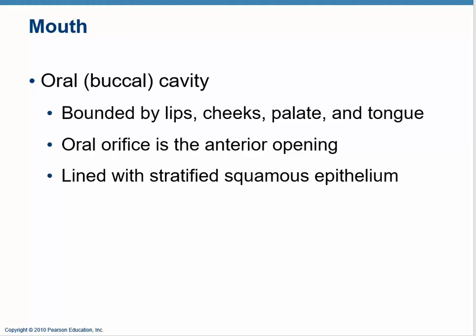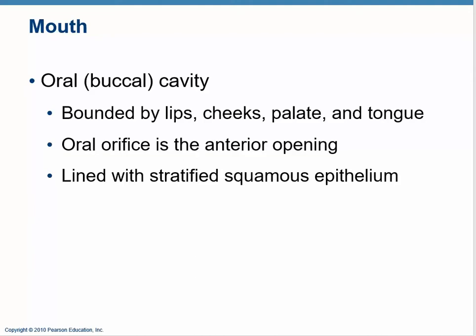We'll start the review of the digestive organs with the mouth. So the mouth is also called the oral cavity. Sometimes it's called the buccal cavity, which is where we get the word buccal. It's the space that's bounded by your lips in the front, your cheeks to the side, the hard and soft palate to the top, and the tongue to the bottom.